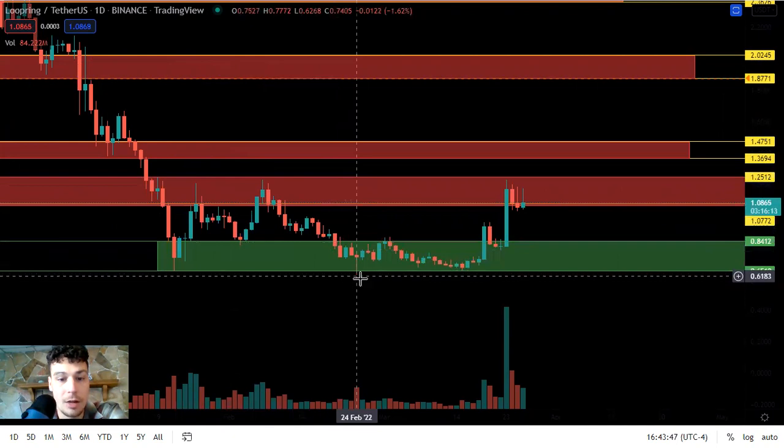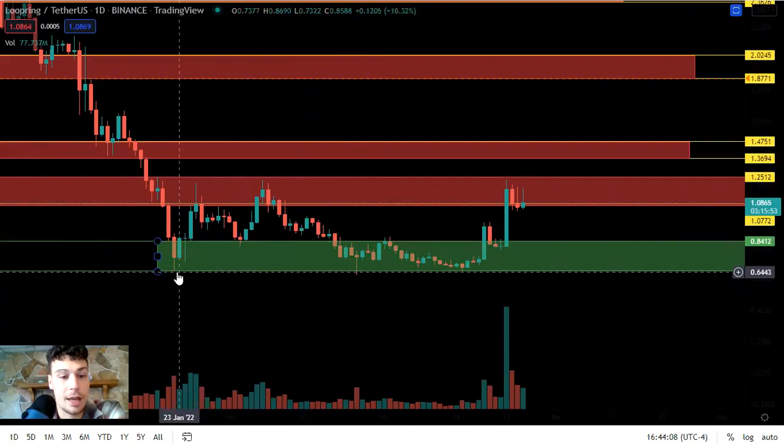And then it wicks down below our demand zone. This is how a lot of stop losses are triggered. You have to realize that that's what's going on. So when it dips below, people will have their stop loss below here, 0.651, and then it dips below, and some people's stop losses get triggered, right?